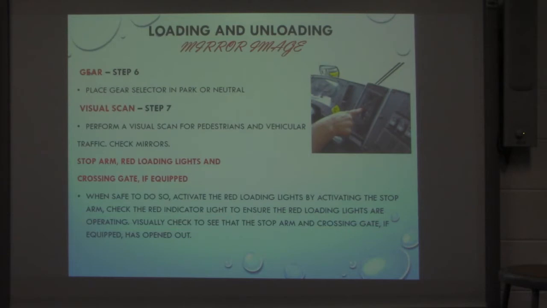You can check all of these things by looking into your crossover mirrors or in your double nickel mirrors. That will ensure that you can see your crossing gate out front and your stop arm on your left hand side. When it's safe to do so, activate the red warning lights by activating the stop arm. Check the red indicator light to ensure the red loading lights are operating. Just like the yellow indicator light, you can check for your red. Do a visual check to see the stop arm and the crossing gate, if equipped, has opened.